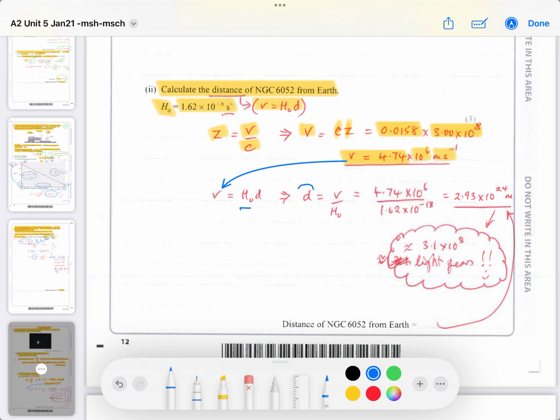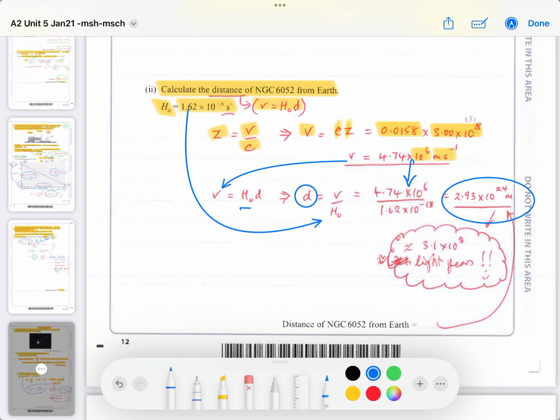So the only thing you don't know is d. So make d the subject. Put in the value of h. Put in the value of v. Divide one by the other. And you'll get 2.93 times 10 to the 24 meters.